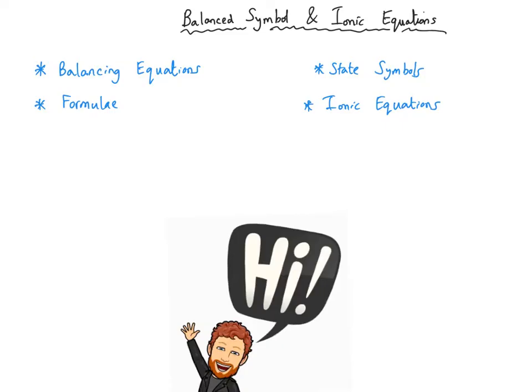And in this video we'll take a look at balancing equations, which won't be very different from GCSE level, but the equations will be a little bit more difficult. We'll have a recap of state symbols and what they mean, and then we'll have a look at formulae of ionic compounds before moving on to ionic equations and some examples of ionic equations like precipitation reactions.